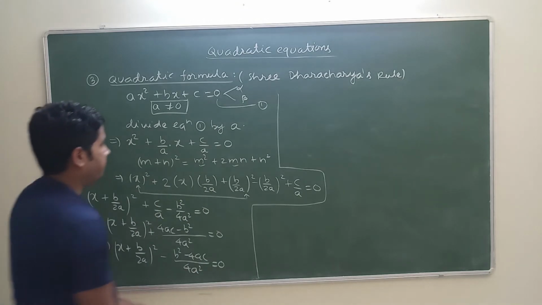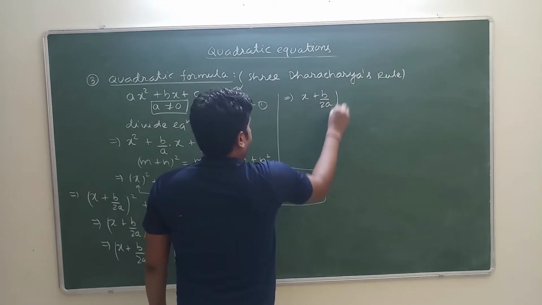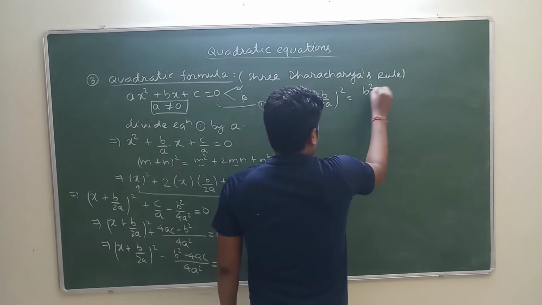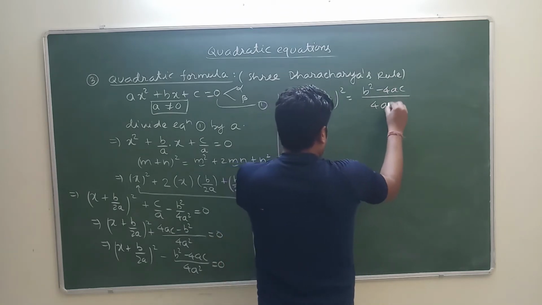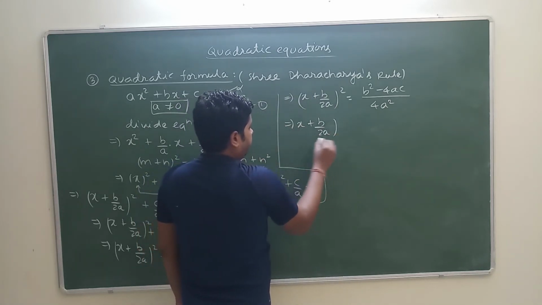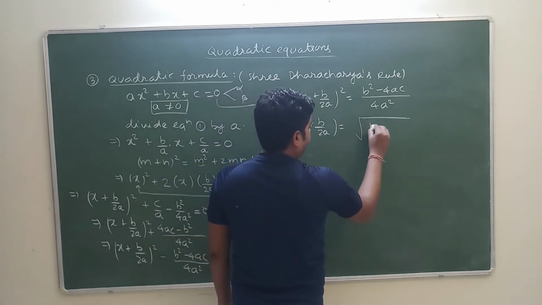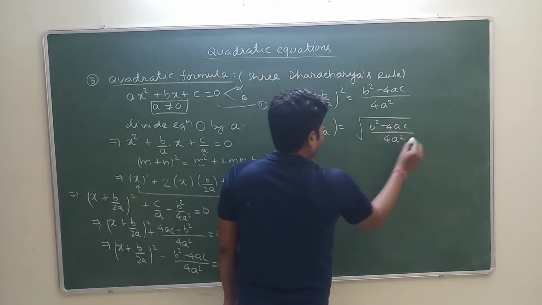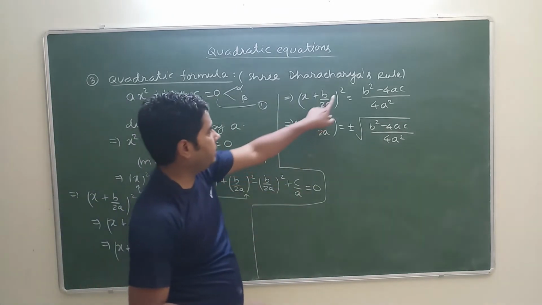Then after this, what will happen? It will be x plus b by 2a whole square. Transpose this to the right hand side. It will be b square minus 4ac upon 4a square. Now x plus b upon 2a will be equal to, there is a whole square, so we will get a square root on the right hand side, and in front of that square root there will be a plus minus sign. It is compulsory to write the plus minus sign because it was a degree 2 equation.